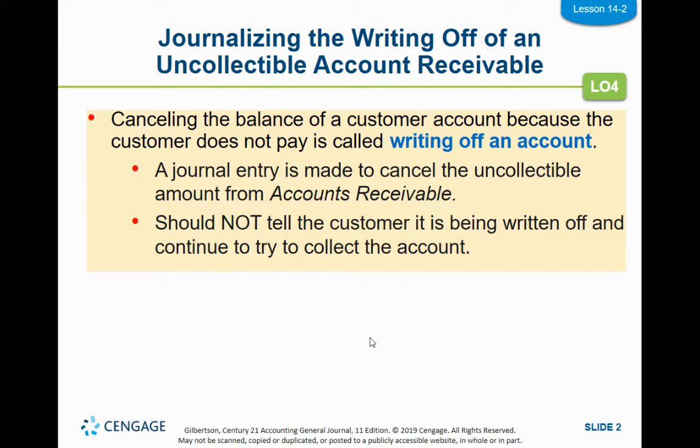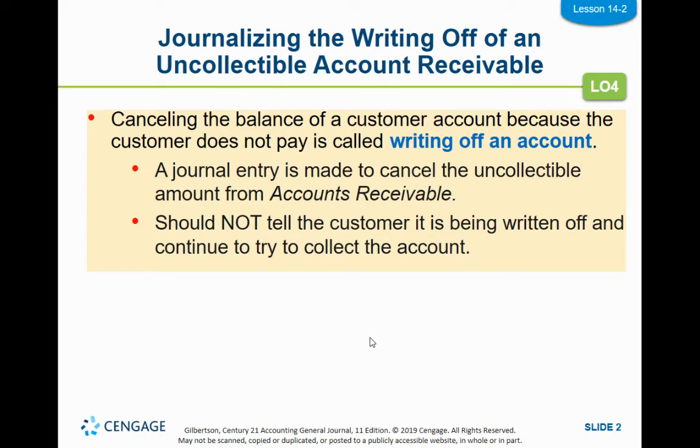Canceling the balance of a customer's account that you're not able to collect is called writing off an account. Every time, like we talked about in the last section, that you allow a customer to pay at a later date with an accounts receivable account, you take the chance that they're not going to pay. If they don't pay, then you have to write the account off. And when you do that, you have to do a journal entry because you have to show in your accounts receivable that that's no longer going to be something that will be collected. So you have to do a journal entry to cancel that accounts receivable.